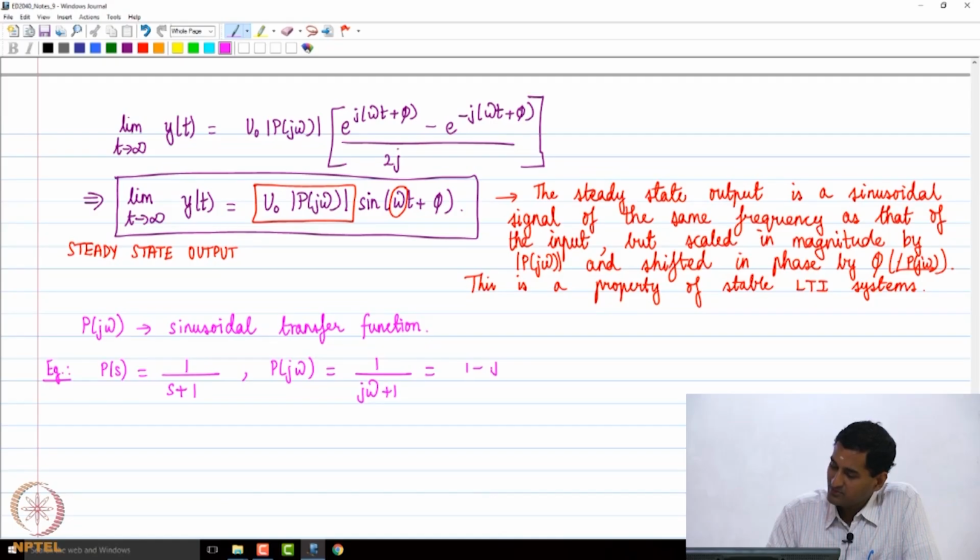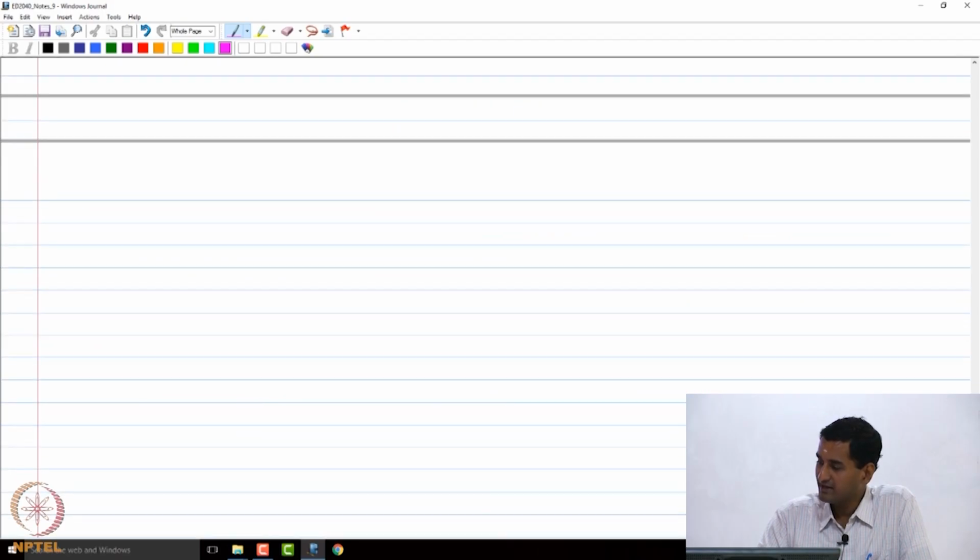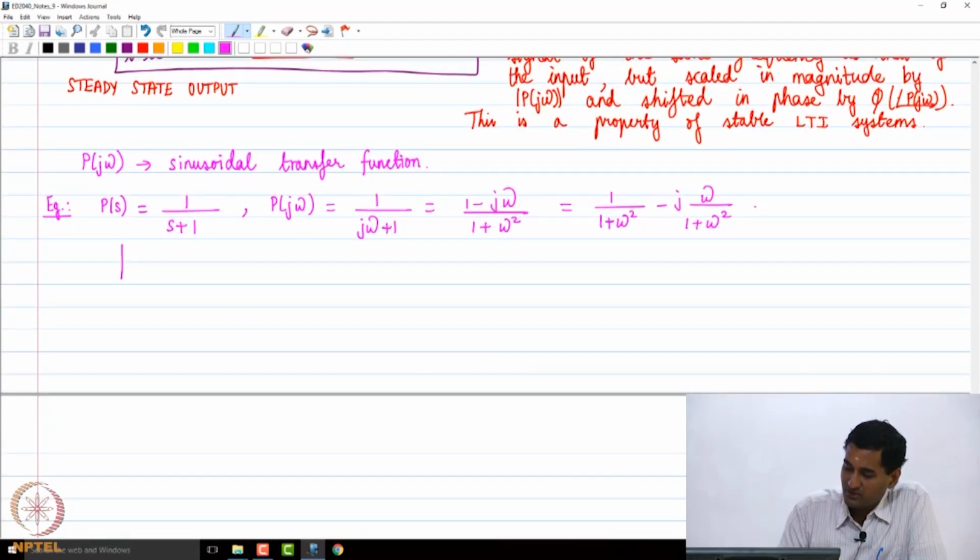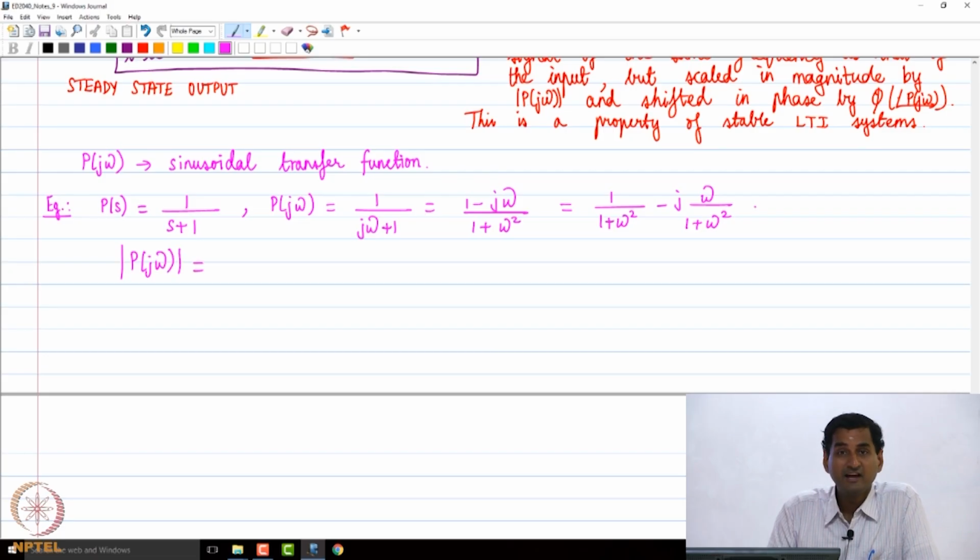This can be written as 1 minus j omega divided by 1 plus omega square, right, by multiplying and dividing by the conjugate. So, this I can rewrite as 1 divided by 1 plus omega squared minus j times omega divided by 1 plus omega squared, right. So, consequently what can I have? How can I evaluate the magnitude of P of j omega? I can do square root of real squared plus imaginary squared, right. You take the real component squared plus imaginary component squared, add them and take the square root.